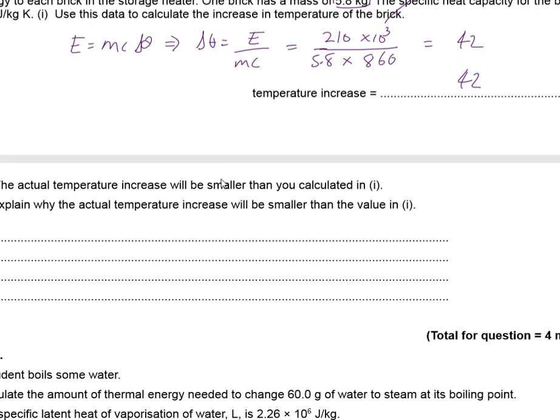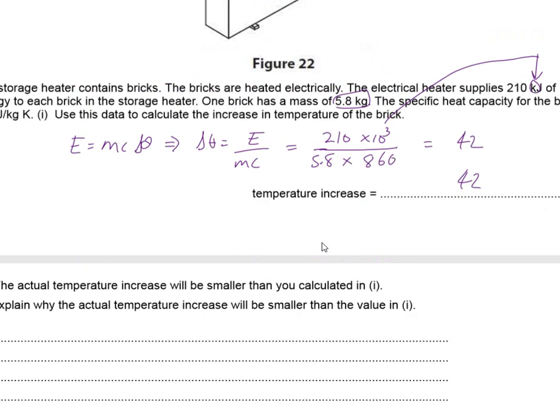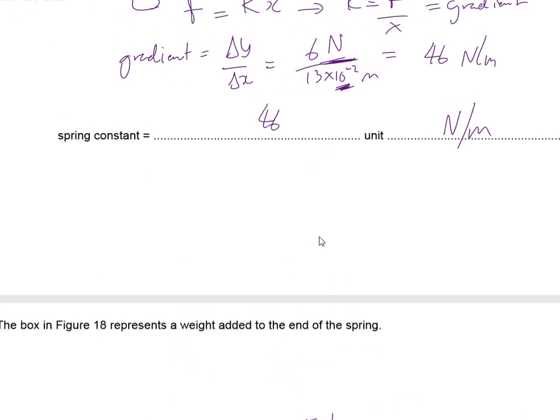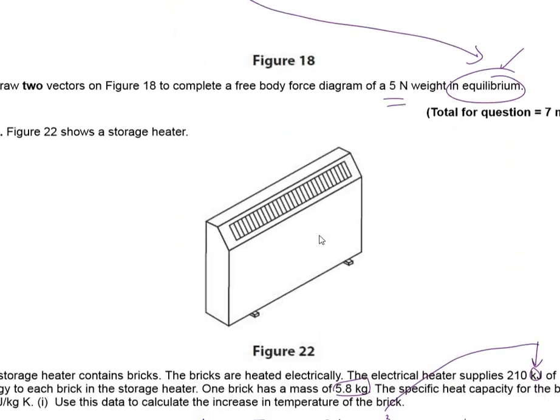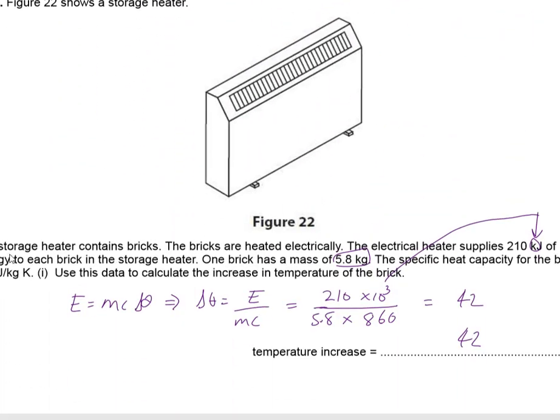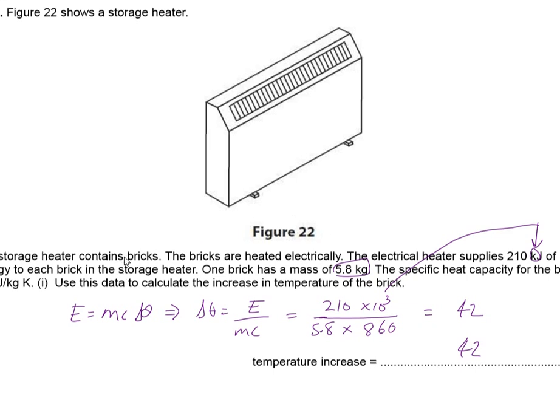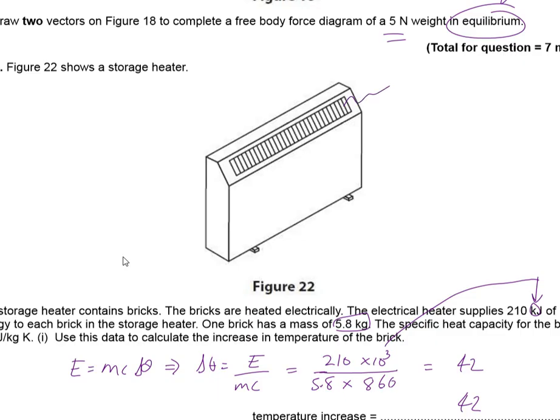Now, why is the temperature increase smaller than what you have calculated? If you look at the diagrams, that's the one. The storage heater contains bricks. The bricks are heated electrically, and so on. So why is the energy with the bricks different? This is heating it. Let's say we have the storage heater with bricks there.